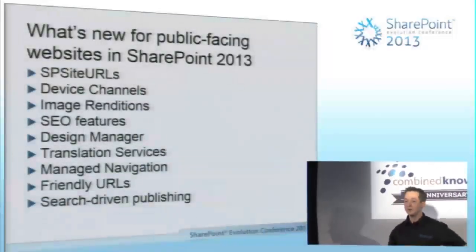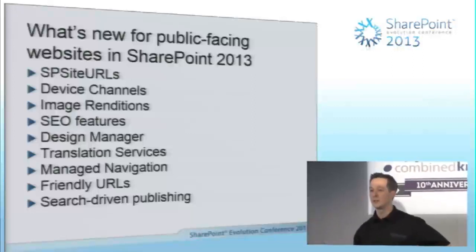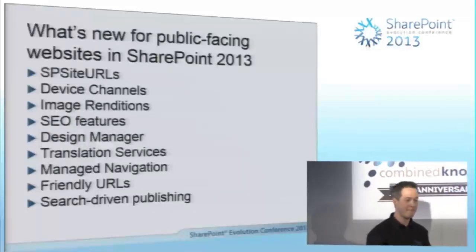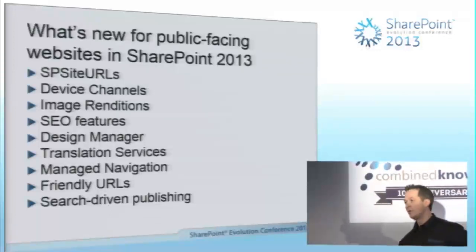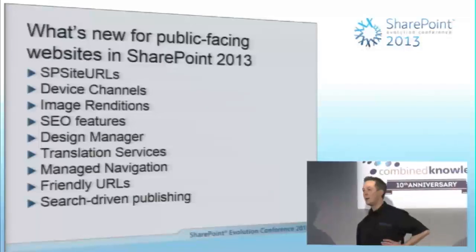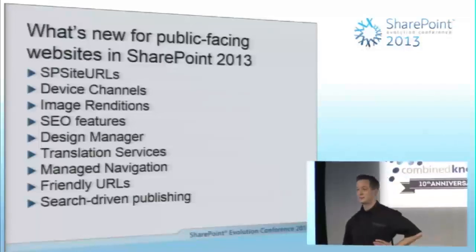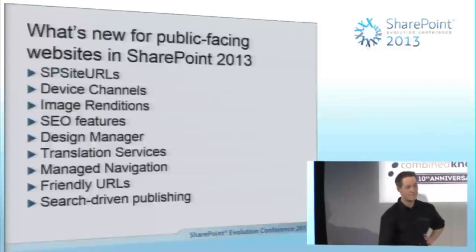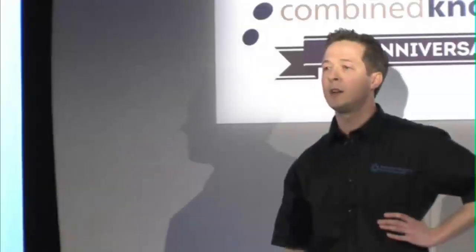So before we proceed, let's take a brief look at what the new capabilities in SharePoint 2013 are for building public-facing websites. First of all, we have the SPSiteURLs that allow us to associate multiple host headers to host name site collections. Then we have device channels that allow us to optimize how the website looks across different devices. Another thing on our list are image renditions that simplify working with the same images in different sizes across the site.